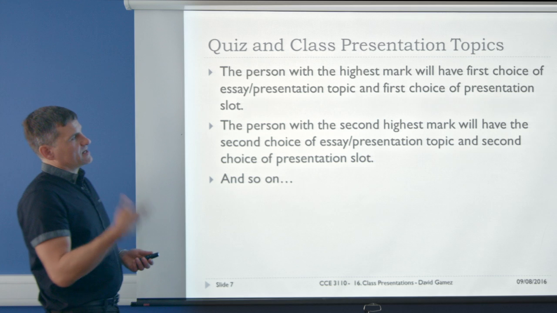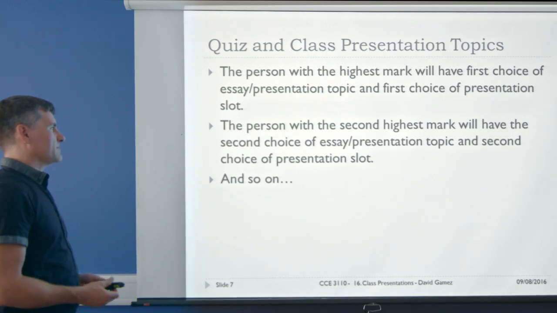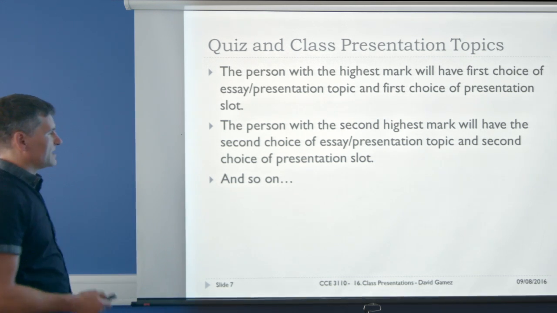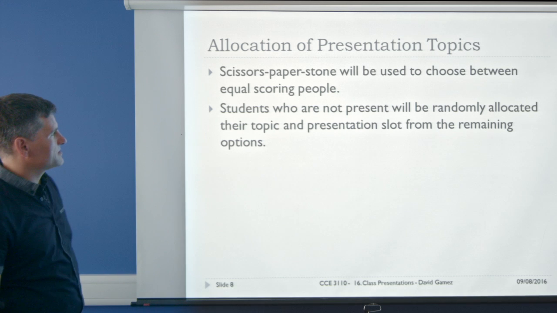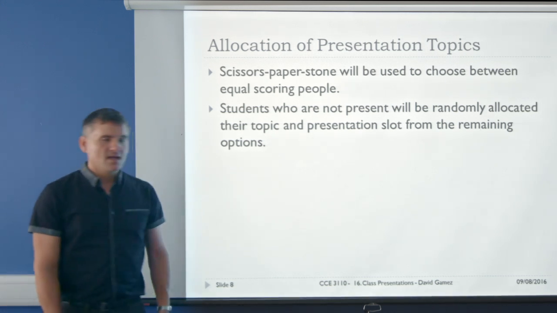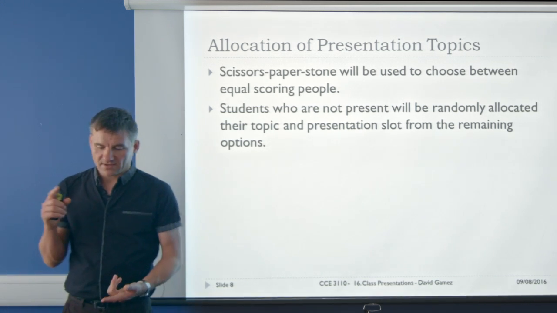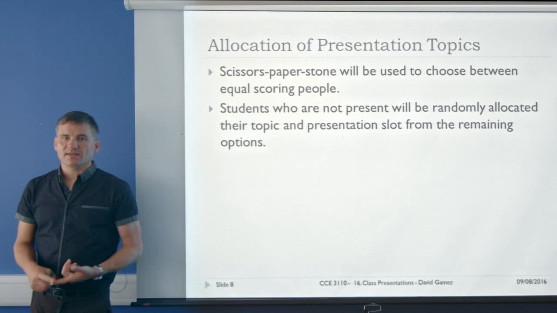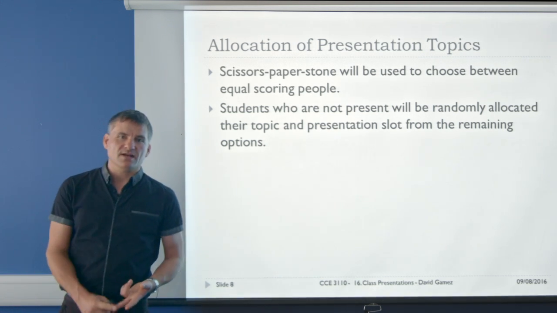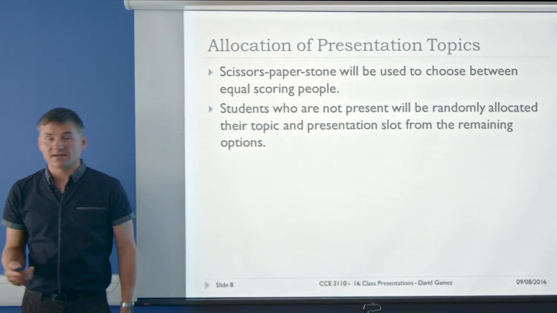So the first person with the highest mark will have the first choice of essay presentation topic, and so on and so forth. And scissors, paper, stone used to choose between equally scoring people. And if you don't show up to that quiz on the last week of the autumn term, then you'll be randomly allocated a presentation slot and a topic for your essay and class presentation.